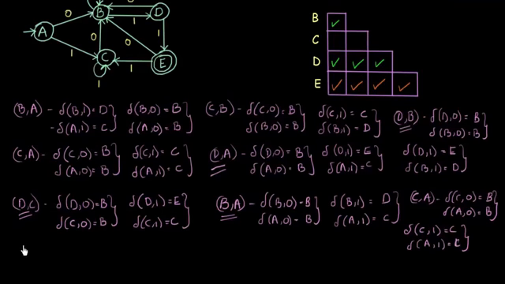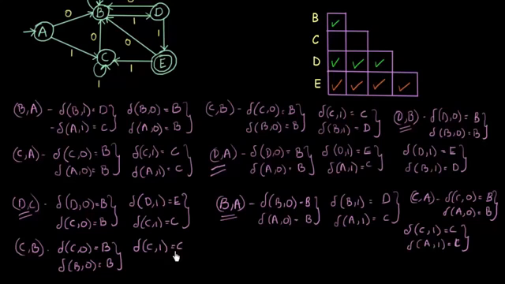So I'll write it here, CB. So C on getting input 0, where does it go? It goes to B. And B on getting input 0, where does it go? It goes to B. BB is not a pair in our table, so no need to do anything. Then C on getting input 1, where does it go? It goes to C.